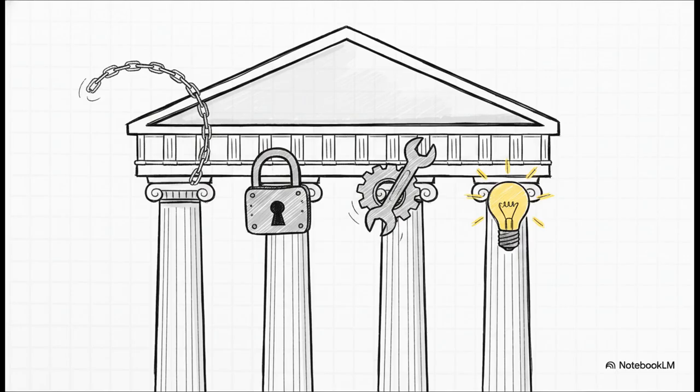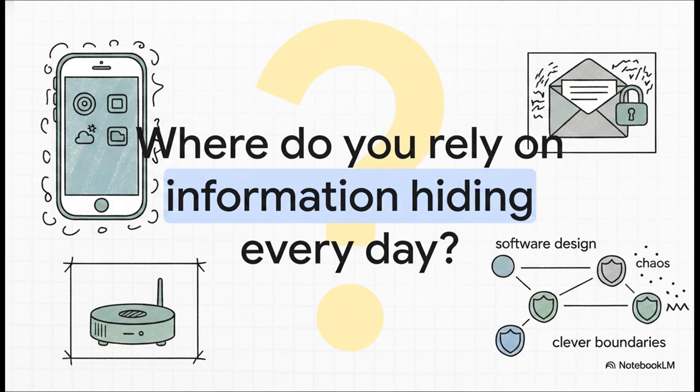Third is maintenance. You can actually change the internal private code later to be faster or more efficient, and as long as your public methods stay the same, you won't break the code for anyone else using your class. And fourth, clarity. Other developers know exactly which methods they're supposed to use, making your classes incredibly easy to reuse and test.